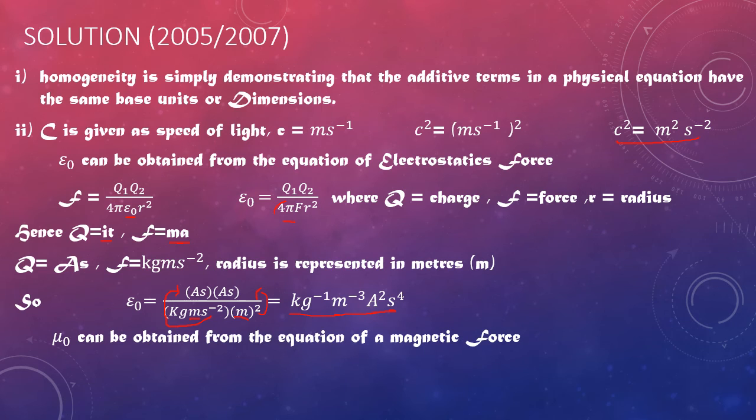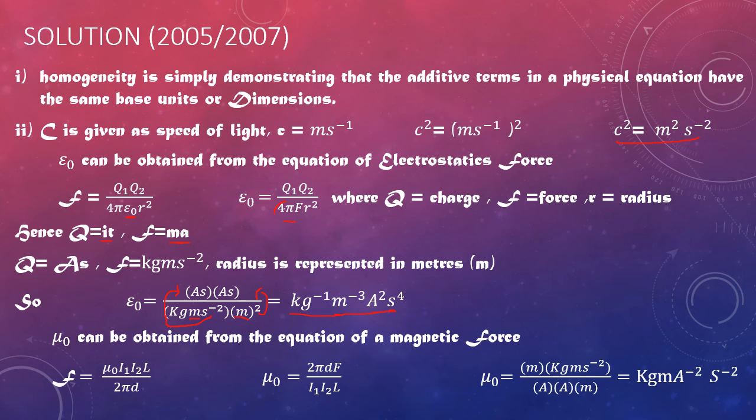So mu naught can still be obtained from the equation of a force, but this time magnetic force. Now, what is the equation for magnetic force? Magnetic force is given as what? Mu naught I1 I2 L on 2 pi d. We see again another presence of a constant. Take note, it doesn't have units. So we'll make mu naught the subject of the formula. We'll have 2 pi d F on I1 I2 L.